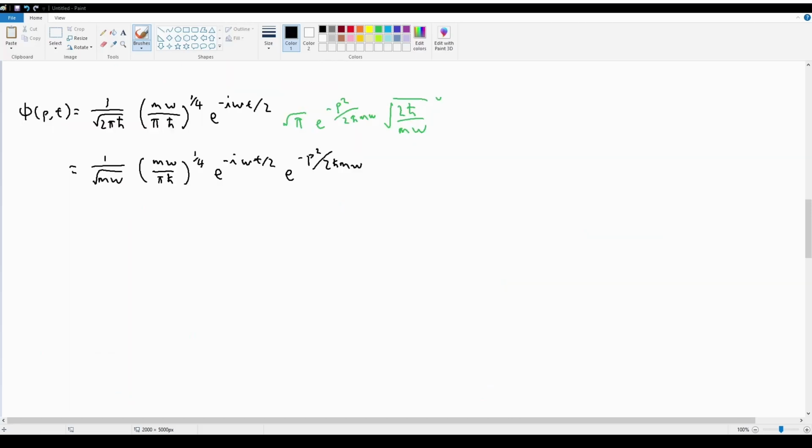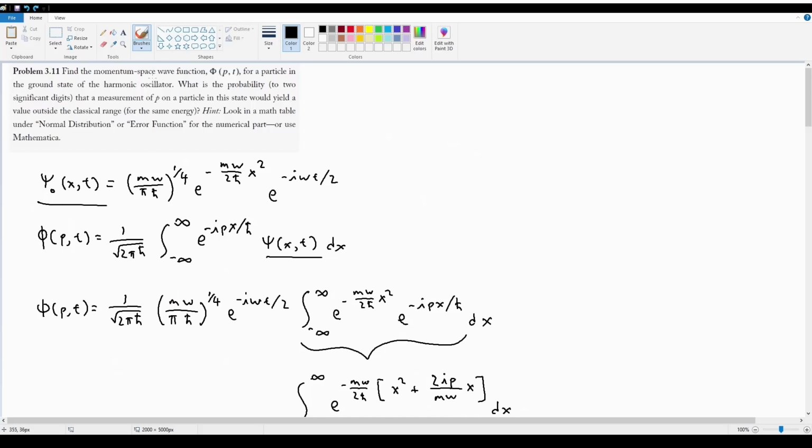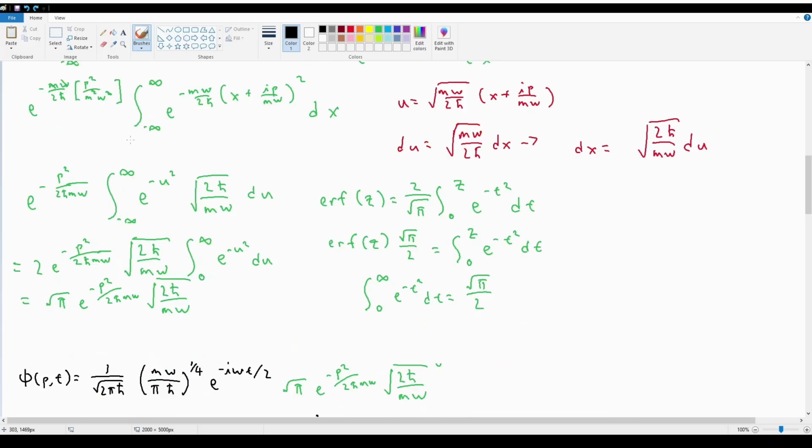Okay, so now that we solved the integral, let's plug this in, as I've already done, and I've already simplified this. Our phi of p comma t is going to turn out to equal this expression. And remember what we care about. We've solved the first part of this problem, which is to find the momentum space wave function. The second part is, what is the probability that a measurement of p is going to yield a value outside of the classical range?